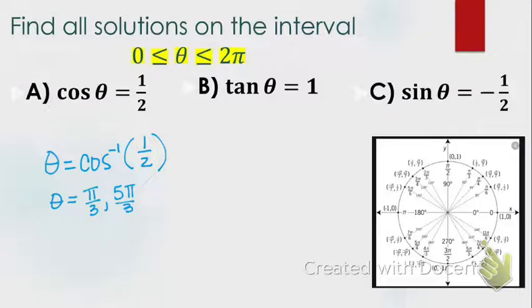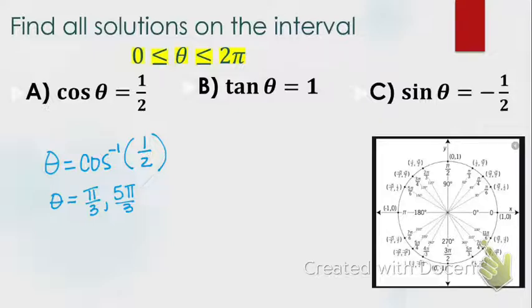Okay, letter B. These are lettered. 5 pi over 3. Yep, 5 pi over 3, not over 6. No, it's 5 pi over 3. Yeah, your unit circle is wrong. That should say 5 pi over 3. Good thing, let's fix that now. Yeah, 5 pi over 3.